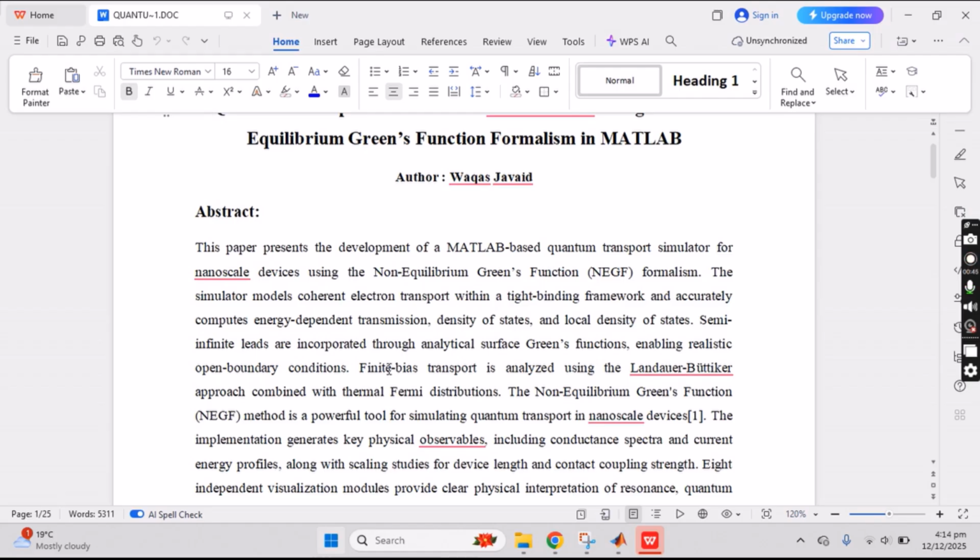In the complete simulator, we simulate electron transport within a tight-binding framework and accurately compute the energy-dependent transmission, density of states, and the local density of states. The semi-infinite leads are incorporated through the analytical surface Green's function, enabling realistic open boundary conditions.